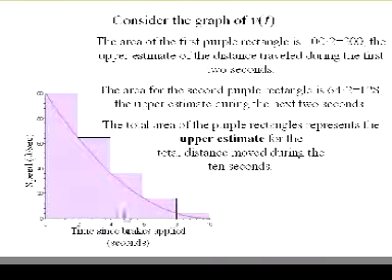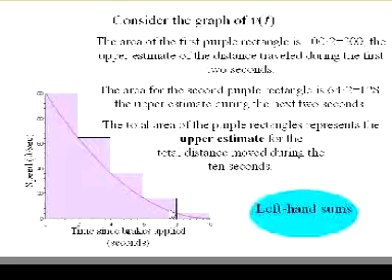Now the total area of all 5 rectangles combined gives us an upper estimate for the total distance traveled during the 10 seconds. We call these left-hand sums. The reason they're called left-hand sums is because the sum is created with the left-hand-most point of the graph, and then drawn across gives us the top of our rectangle.